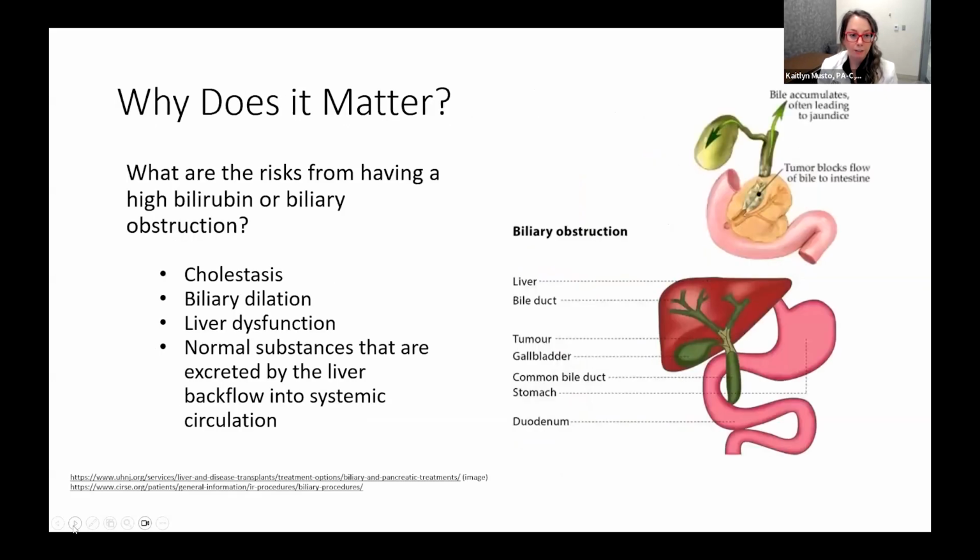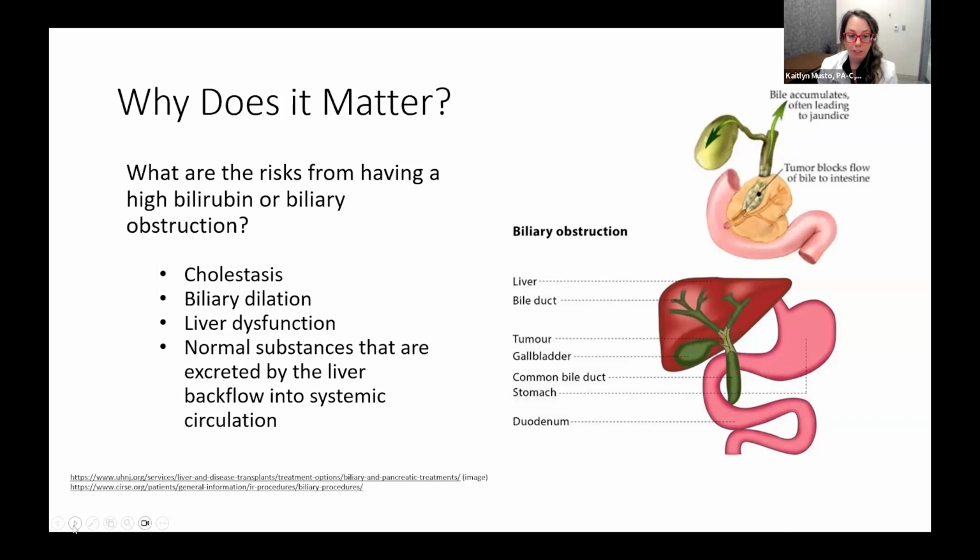So why does this matter? What happens when the bile accumulates, this can lead to jaundice, and it blocks the flow of the bile out of the liver, and all of those bile acids and things build up. This can cause cholestasis, which is slow flow through the liver, and this can ultimately lead to bacterial growth or proliferation.